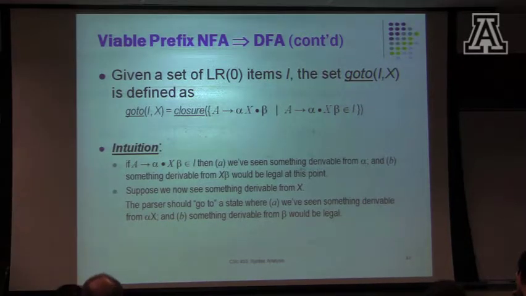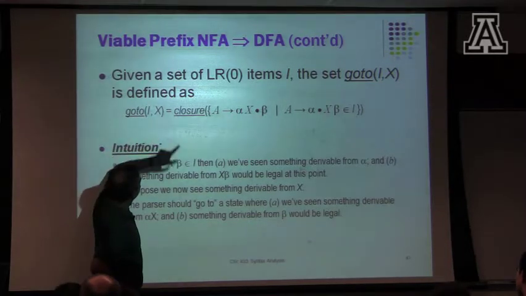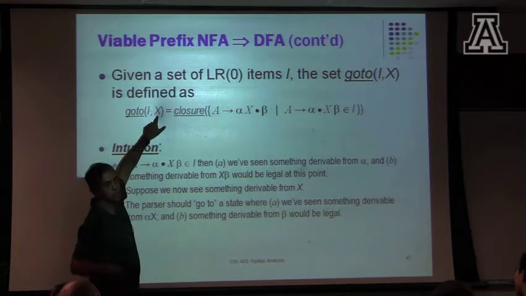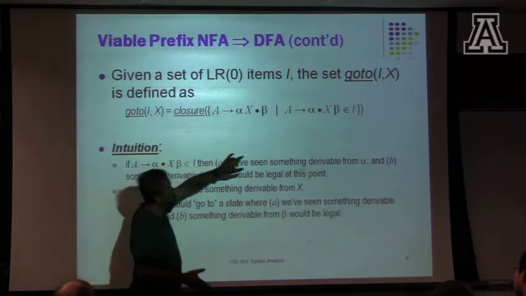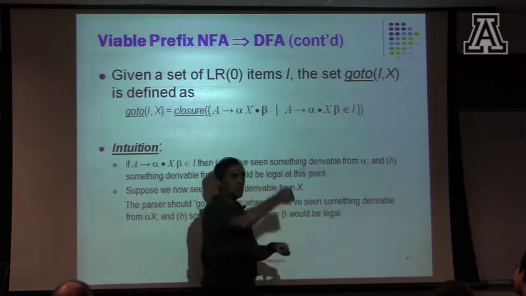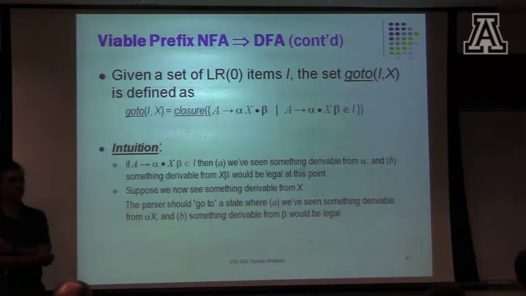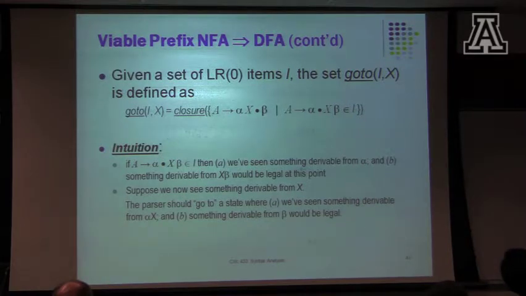So that's what's going on. The actual implementation is relatively straightforward. To compute goto from I on X, I pick up all the items in I where X appears to the right of the dot, walk the dot across the X, and compute the closure.